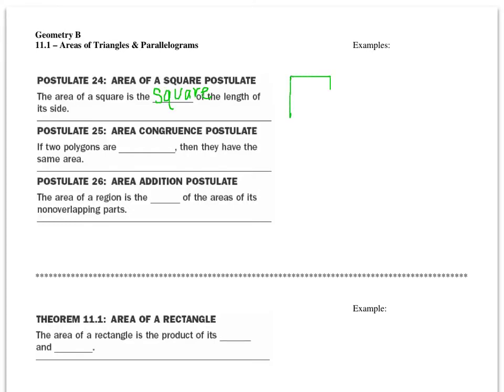So if you think of a square, 4 right angles, all 4 sides congruent. So this would be a side, and that would be the side, and they're the same length. So area equals a side squared.